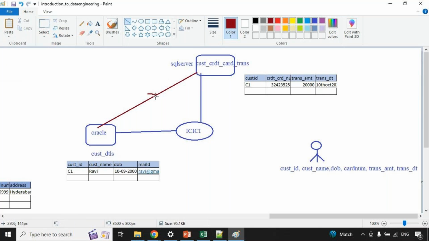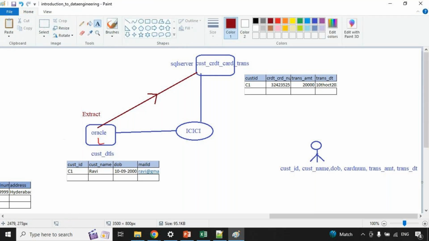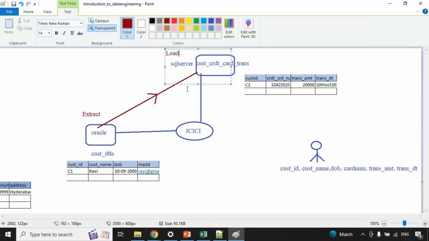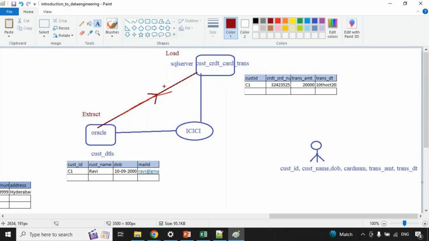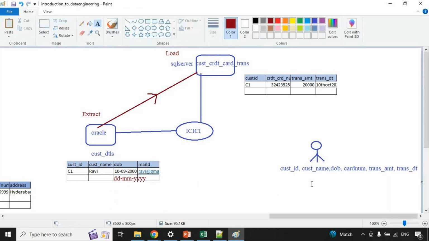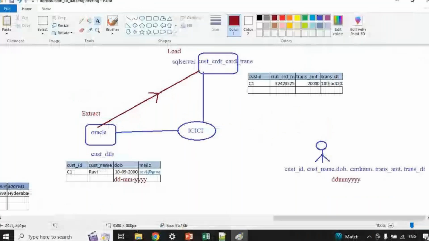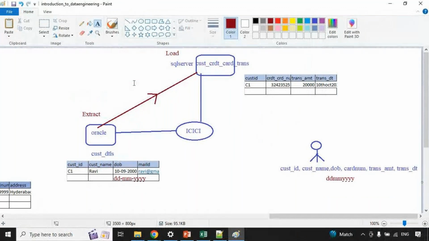Now here, this is extracting. I'm going to extract the data from the Oracle, and I can load the data into the target. Meanwhile, I can apply the transformations. For example, if you observe here, the date of birth is in DD, MM, YY format, but the user expects the data in a different format. Now, after extracting the data, I can apply the transformation.